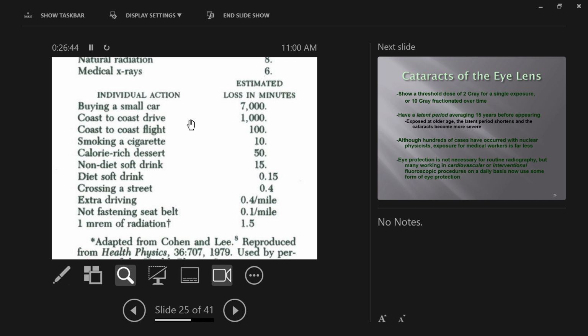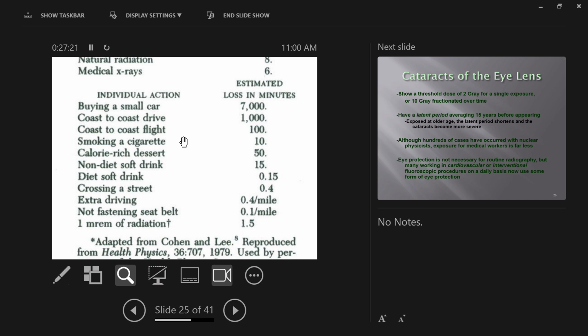Coast-to-coast drive, 1,000 minutes. Not the time it took you to drive across the coast, just the estimated shortening of your life because you chose to drive from coast to coast because you're driving on roads, okay? But coast-to-coast flight, 100 minutes, okay? Notice that it is 10 times more risky to drive than fly, using their numbers here, right? I know doors are just flying off of Boeing planes, but it's still safer to get in an airplane and have the door pop off of it than it is to hop in a car, okay?